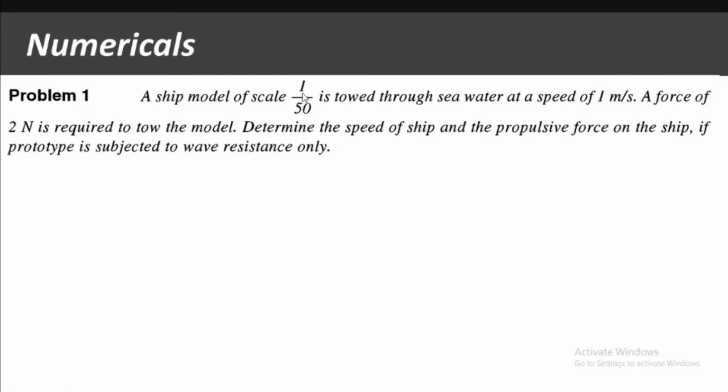ओके, अभी स्केल 1:50 का मीनिंग क्या हुआ कि सपोज आपका प्रोटोटाइप का लेंथ 1 मीटर है। ओके, तो आपका जो मॉडल रहेगा उसका लेंथ कितना रहेगा, 1/50। सपोज 2 मीटर है तो 2/50, 3 मीटर है तो 3/50। ओके, तो आप उसको स्केल डाउन कर रहे हो, so that scale is 1:50. So a ship model of scale 1:50 is towed through seawater at a speed of 1 meter per second.